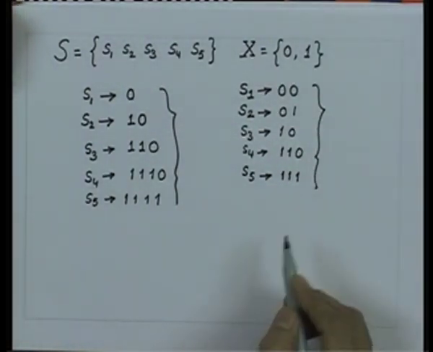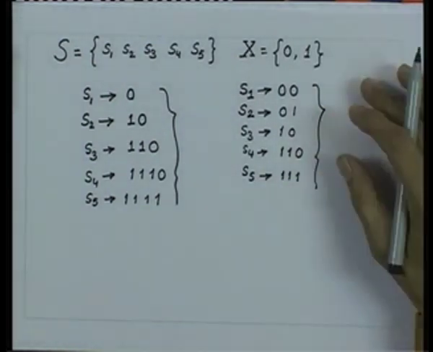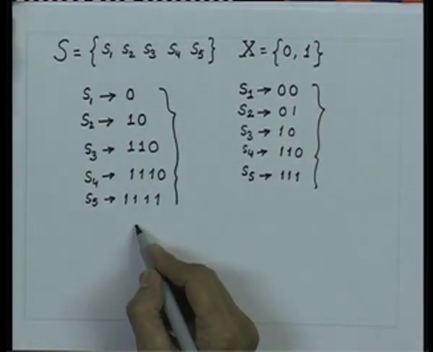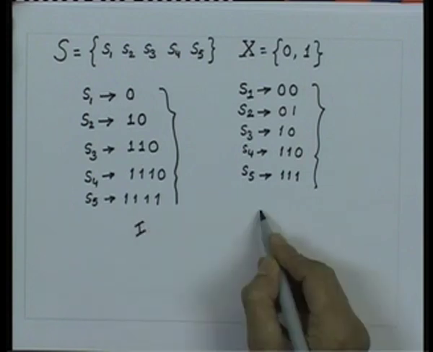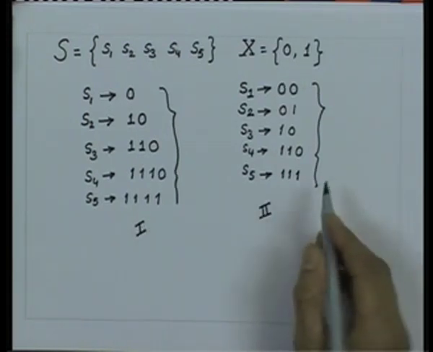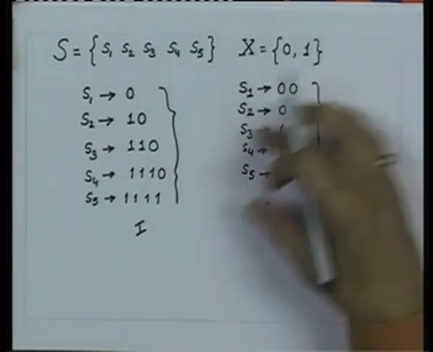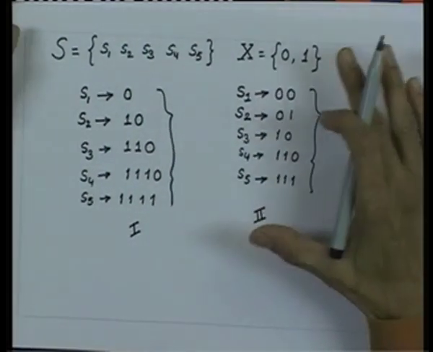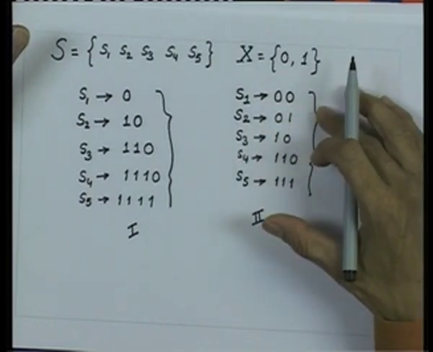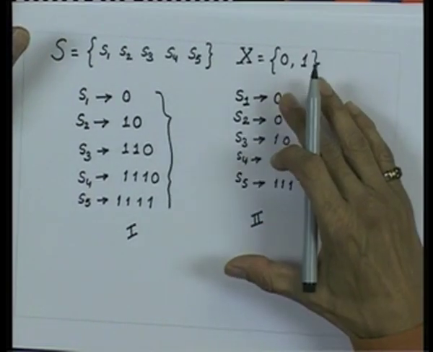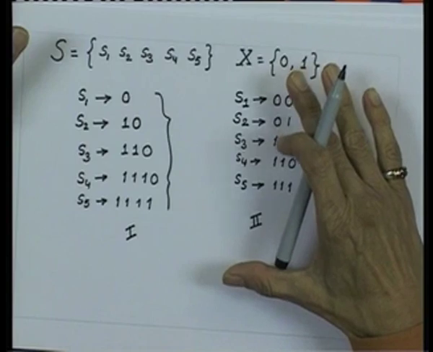So this is another code which I generate. This is another binary instantaneous code which I have generated. Now if I call this code number 1 and this code number 2, and ask which of the two codes is better, then I cannot answer this question based on the information given to me so far.